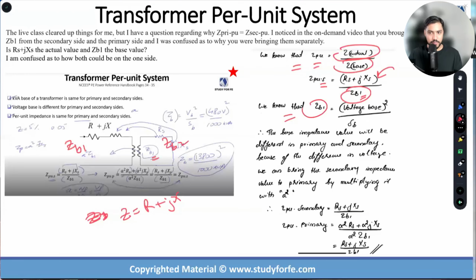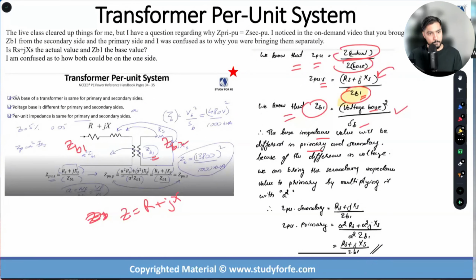We know that ZB1 comes directly from the reference handbook: V squared divided by S base. There's no rocket science here. Now, when we're dealing with three-phase transformers, it would be a little different, because you'd be explicit about using the line-to-line voltage. The base impedance value will be different in primary and secondary. That is an important concept to understand.